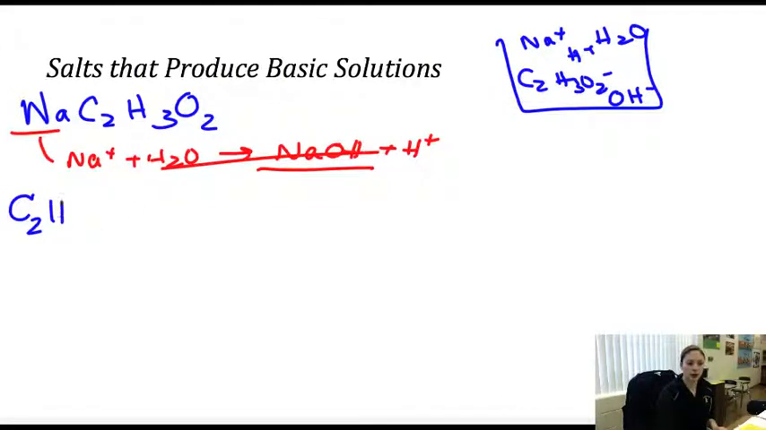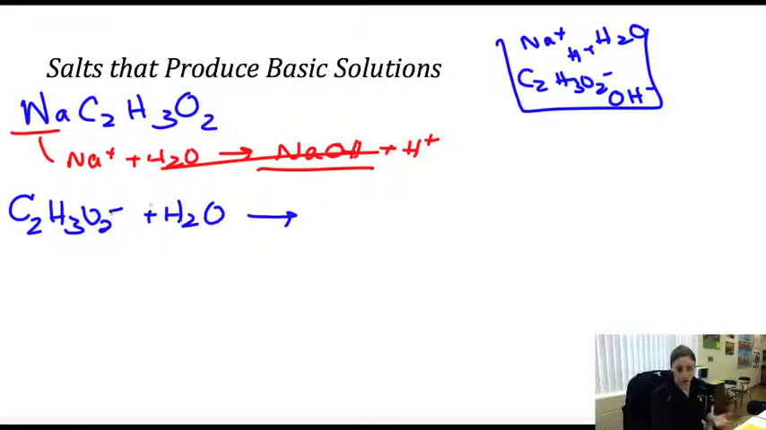So C2H3O2 minus, if it reacts with water, is going to form, well, this is a base, it needs another H, it has a minus, so it's going to need a positive to go with it. So I make HC2H3O2. Left over of water is the OH minus.